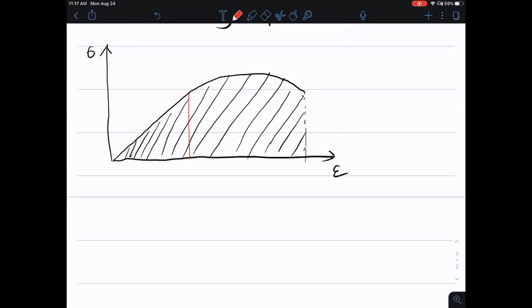Now I have a question for you. How do you calculate the area under that curve? What? You can do an integral if you know the function. What if you don't know the function?